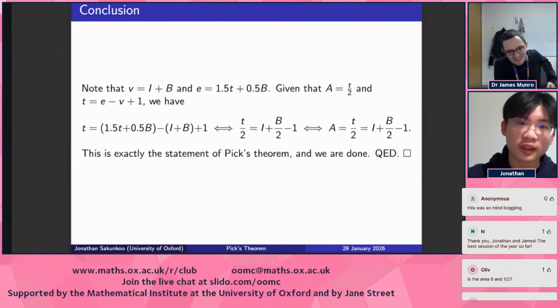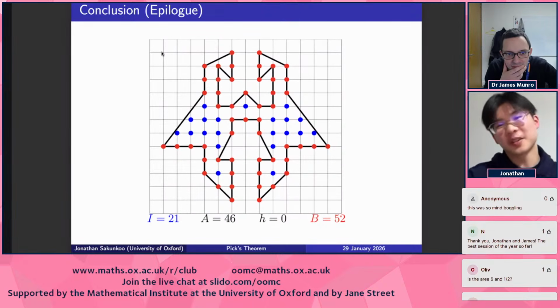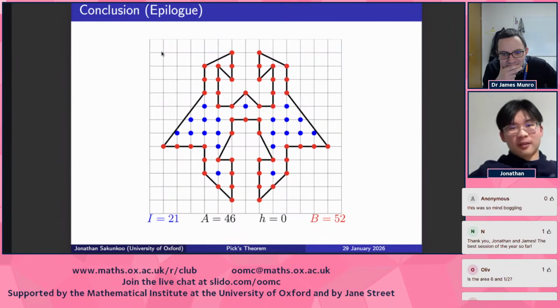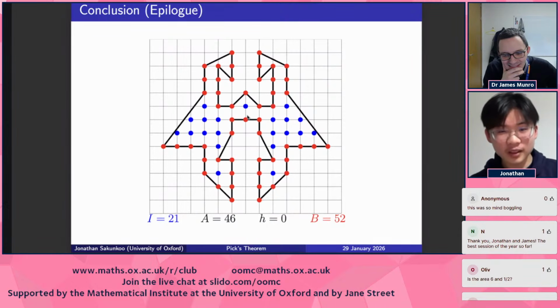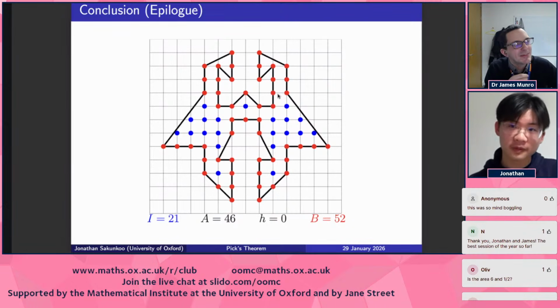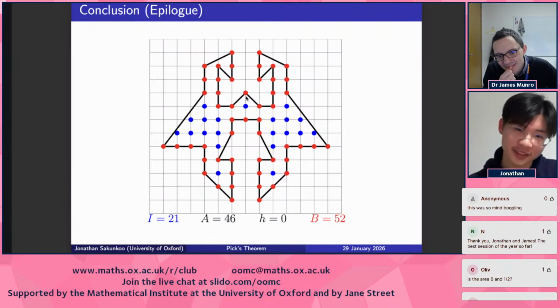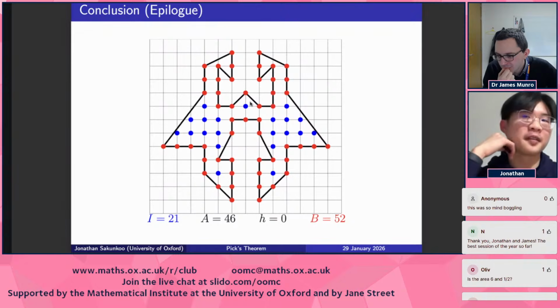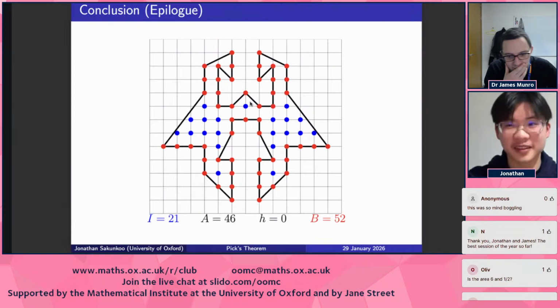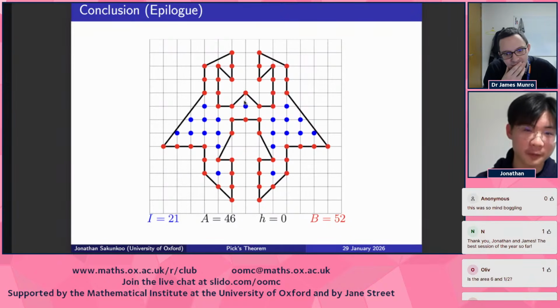And so for my swimming pool, if we count, it turns out there are 21 interior points and 52 boundary points. That might seem like a lot, but because this is symmetrical, we can mirror it and just count one side. Then the area becomes 46, so I know that I have to buy 46 square units of tiles to create my swimming pool's floor.